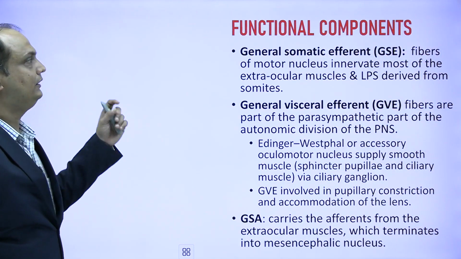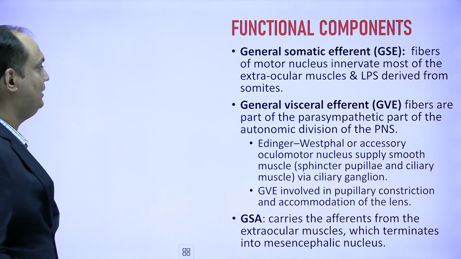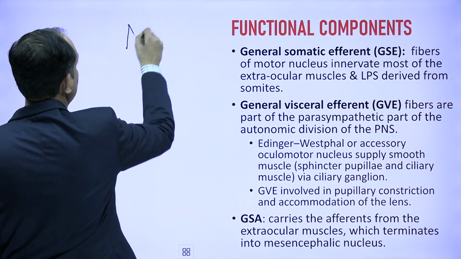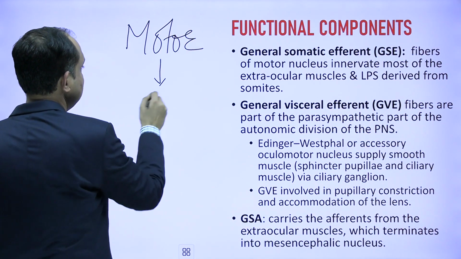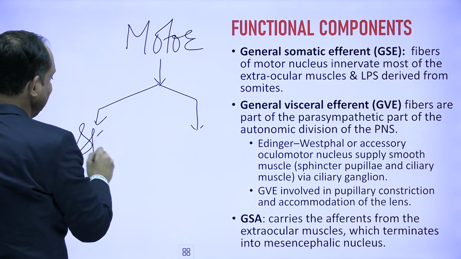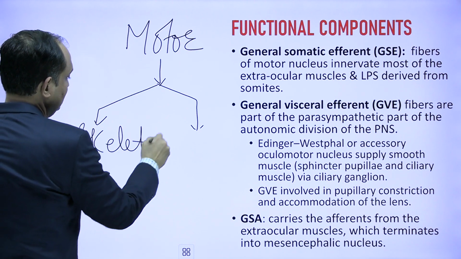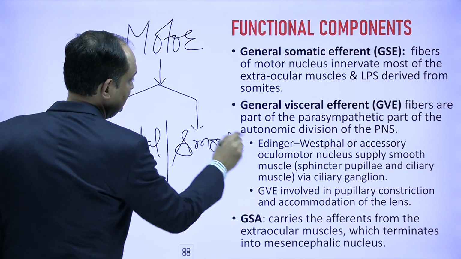Now, what are the functional components of this third cranial nerve? As I already told you, it is pure motor in nature, so it is going to supply muscles, and the muscles are of both varieties. There are skeletal as well as smooth muscles which are supplied by this cranial nerve.